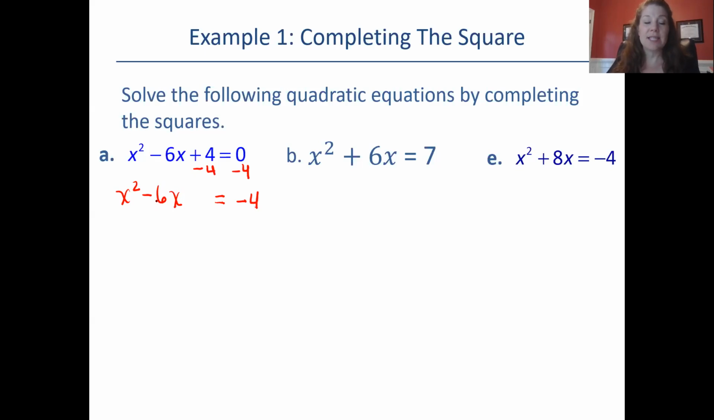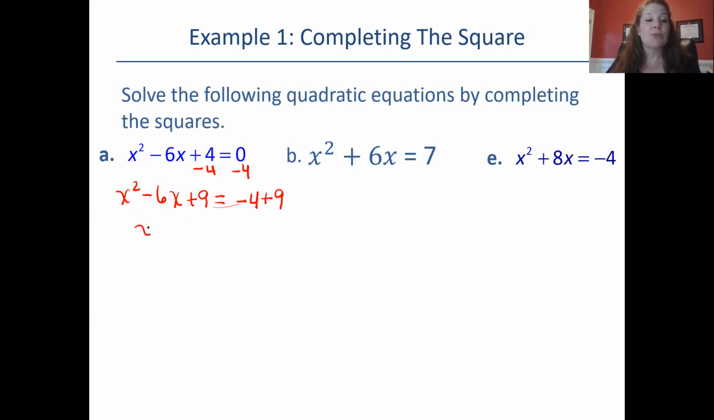So half of -6 is -3. -3 squared is +9. So I'm going to write +9. Since it's an equation, whatever you do on one side of the equal sign, you have to do on the other side. So now I've just created a perfect square trinomial.